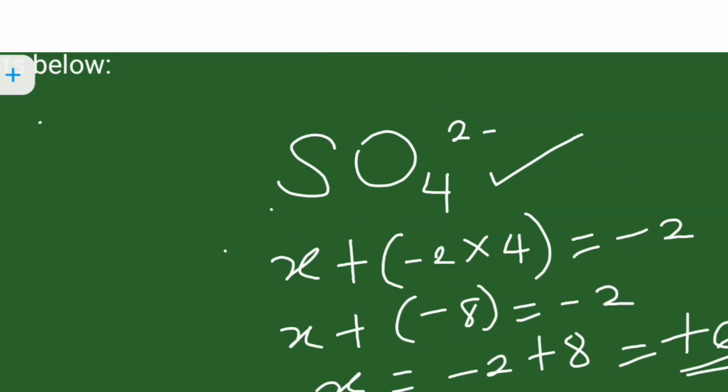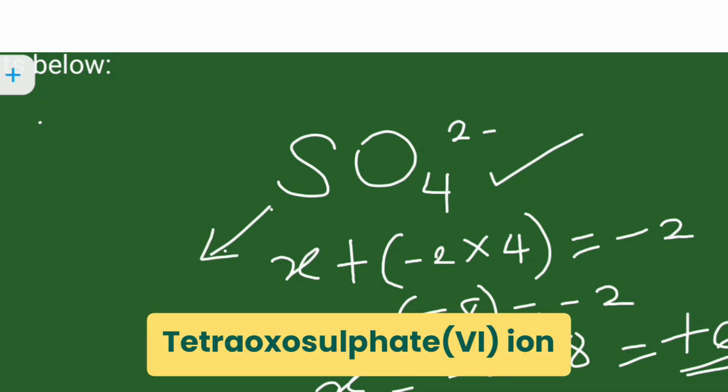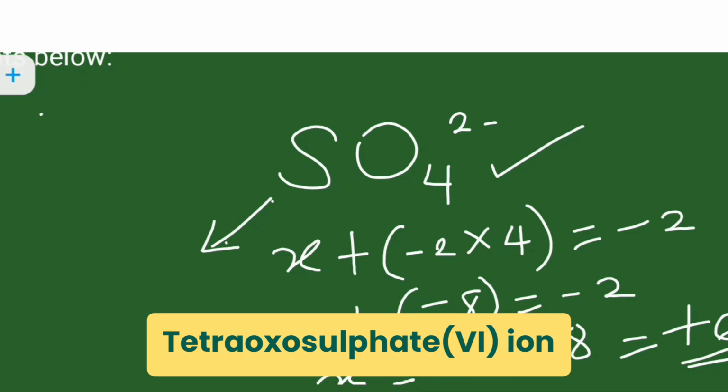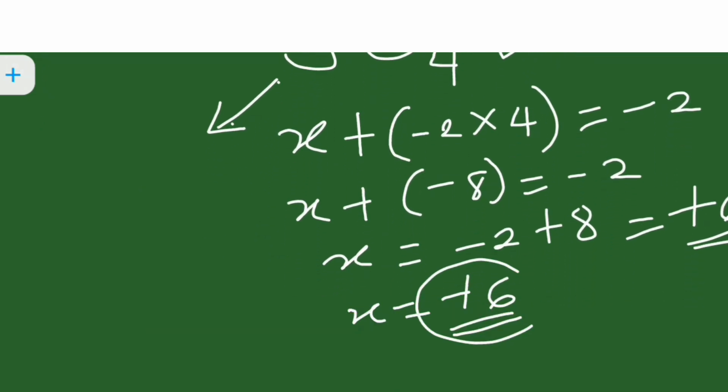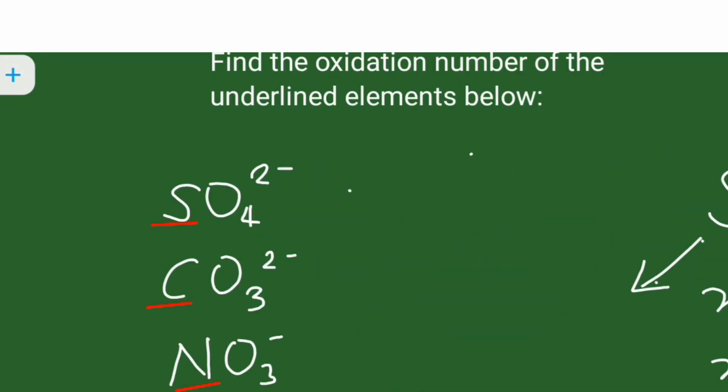You can also use the oxidation state to name this anion. You call this tetraoxosulfate(VI), sulfate(VI), because the oxidation state of sulfur is +6. This one, the answer is +6.